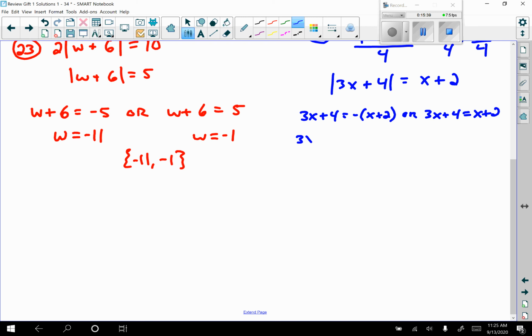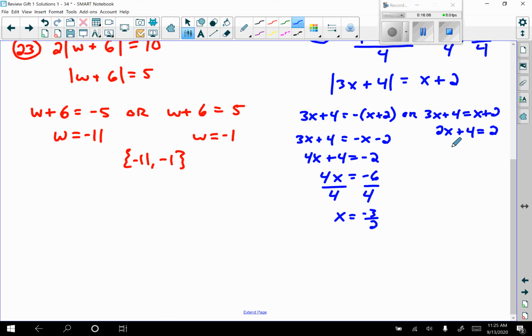So now, distributing the negative, I get 3x plus 4 is equal to the opposite of x, or negative x minus 2. Continue to solve this. I'm going to add x to both sides, so this will give me 4x plus 4 equals negative 2. Subtract 4. 4x is going to equal negative 6. Divide by 4, but put this in lowest terms. X equals negative 3 halves. For the second equation, subtract x. I'll get 2x plus 4 equals 2. Subtract 4. 2x would equal negative 2. Divide by 2. X equals negative 1.